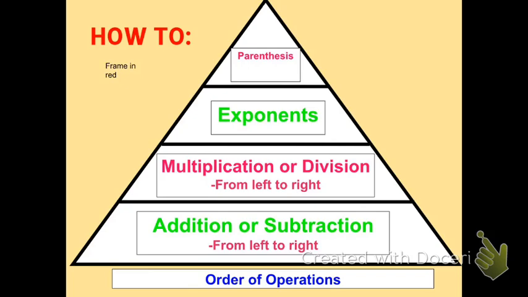Okay, so order of operations, however you remember it is okay, but just know you're going to do parentheses, always parentheses first, exponents second, then multiplication or division. You're always going to work from left to right like you read. And then you're going to do addition and subtraction from left to right like you read. Okay? So let's go straight into an example.